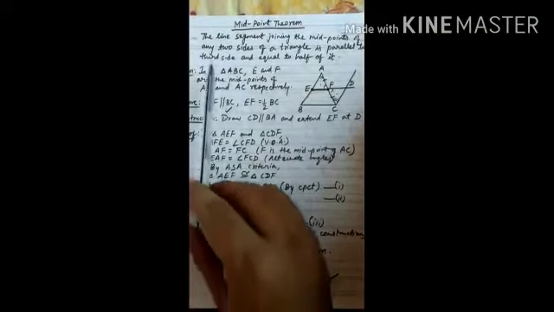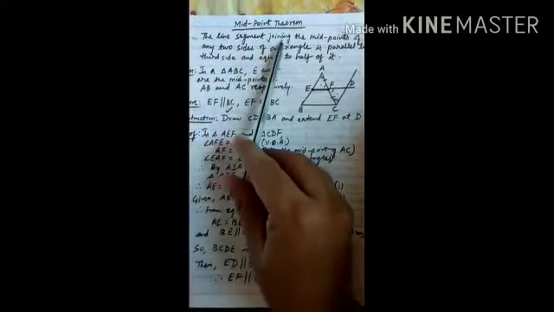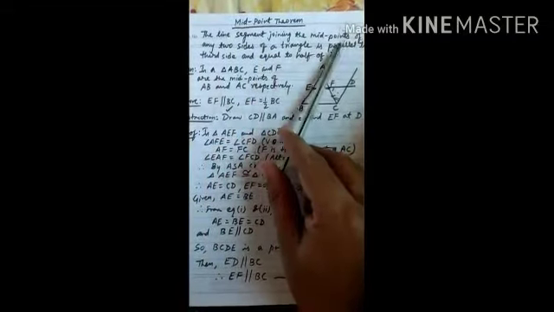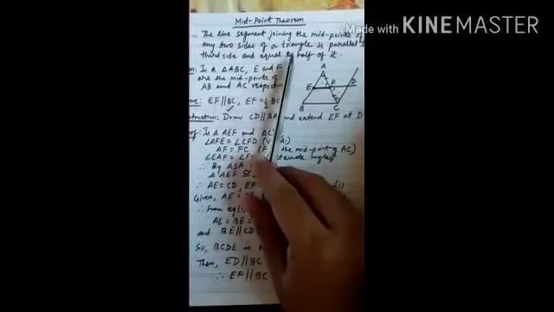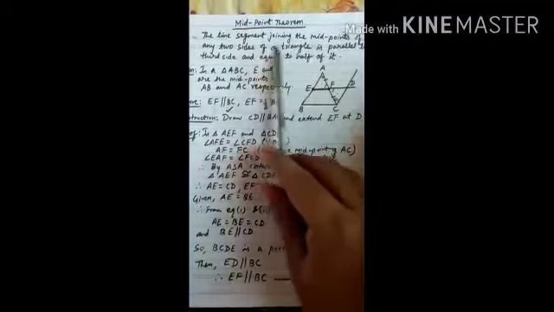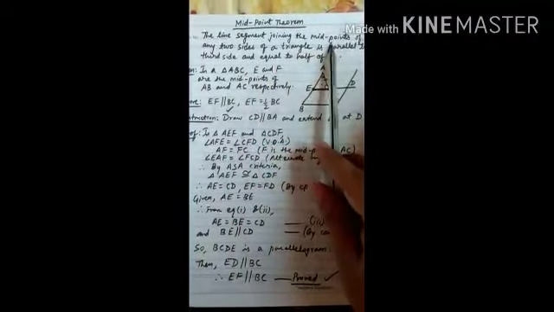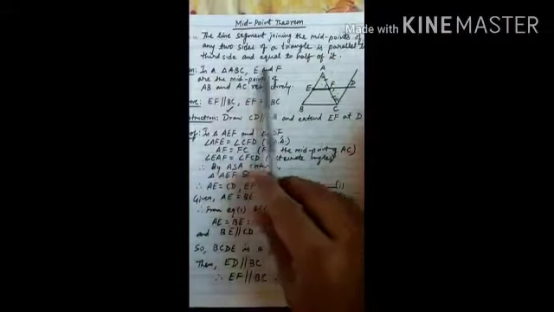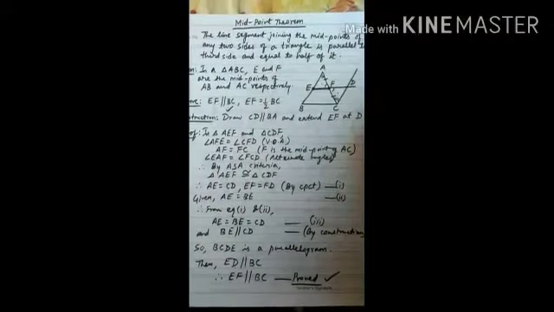In this video, I am explaining the midpoint theorem of the chapter Quadrilaterals. The midpoint theorem states that the line segment joining the midpoints of any two sides of a triangle is parallel to the third side. We have to prove that the line which joins the midpoints of any two sides of a triangle is parallel to the third side and equal to half of it.